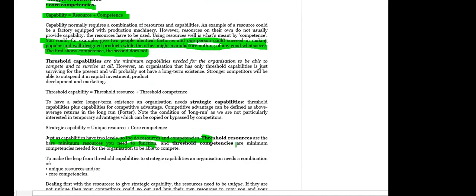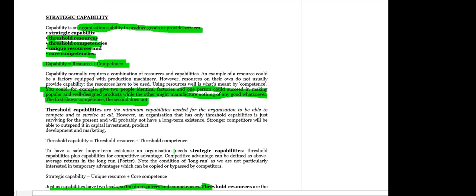Likewise, there are threshold competencies and there are core competencies. Threshold competencies are the basic competencies, the minimum competencies that you need for the organization to be able to compete. To be precise, threshold competencies are the bare minimum basic competencies that you need in order to survive. If an organization lacks threshold competencies, then the organization will not even be able to survive.